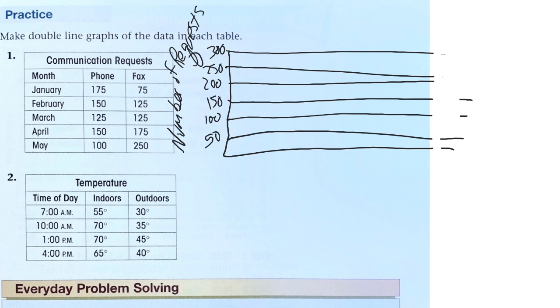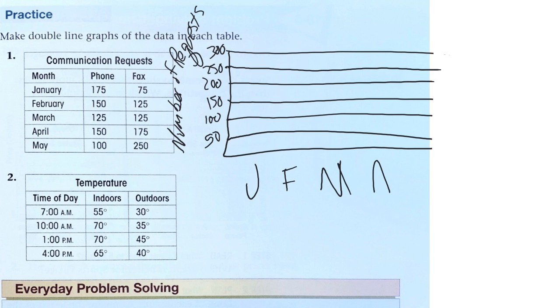Just gonna clean it up a little. Erase, erase, erase, erase. All right. That's a little better. And now along the bottom is going to be our months. So we got January, February, March, April, May.